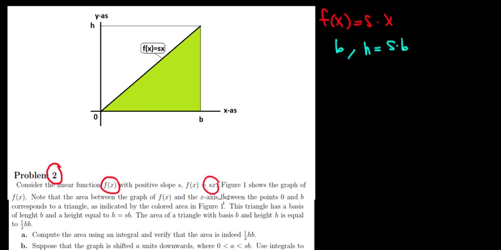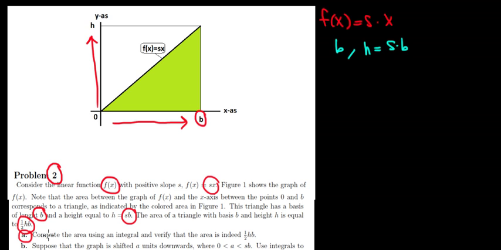Now, what do we have? The triangle has a base of length b. So this is our length b. And it also has a height equal to s times b. So this is the height of the triangle, and that's equal to s times b. Okay, now the area of a triangle is equal to 1 over 2 times hb.